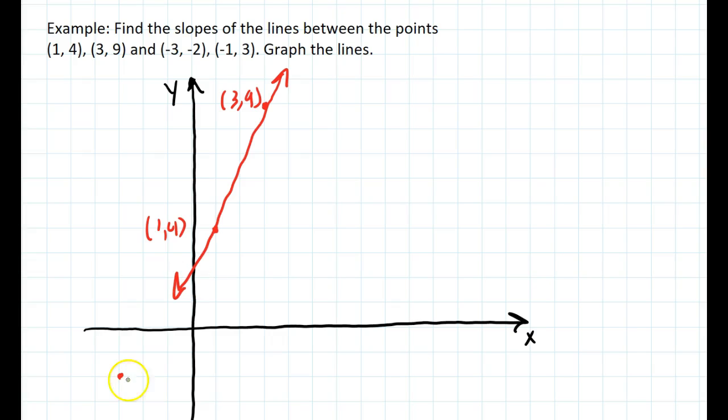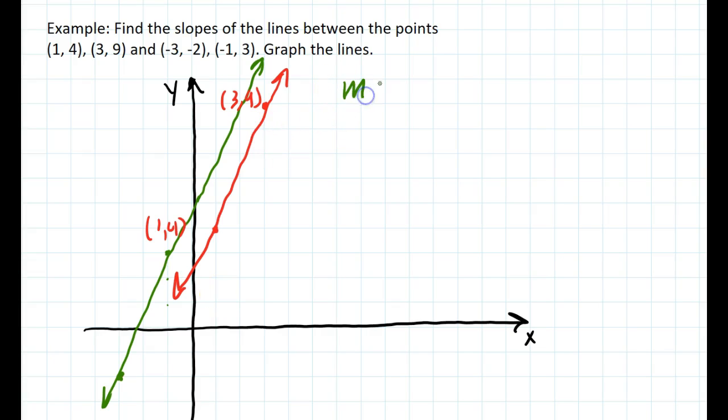I'll do this one in green. And (-1, 3). So that's, let's see, negative 1 and then up 3. 1, 2, 3. And if I draw that one, you'll notice that these lines do not touch. They are parallel. They have the same slope.